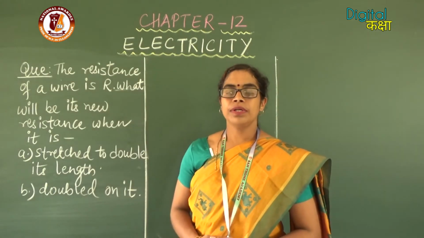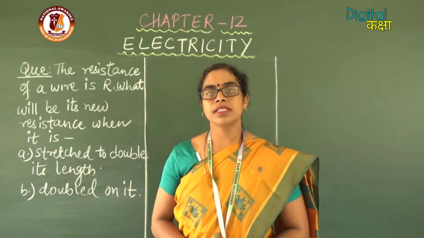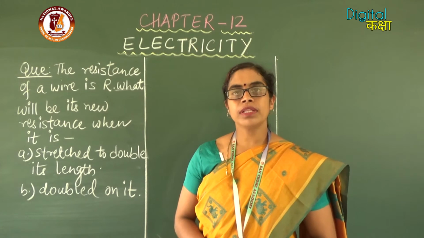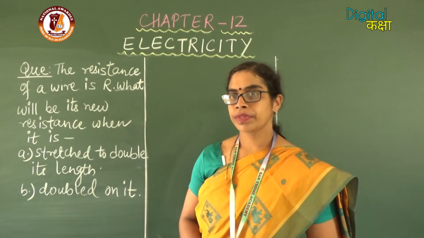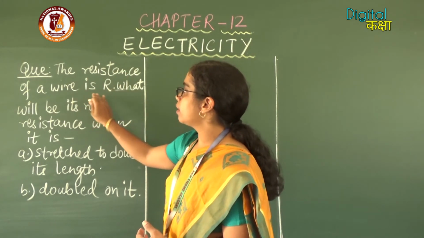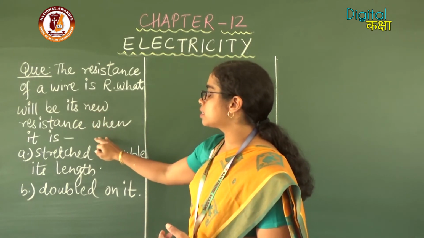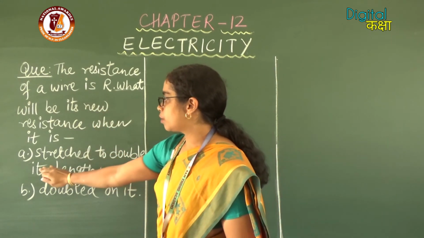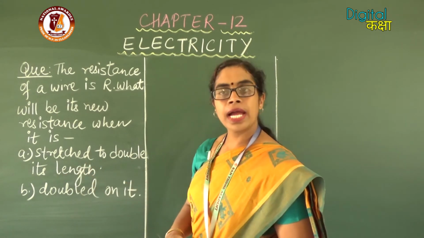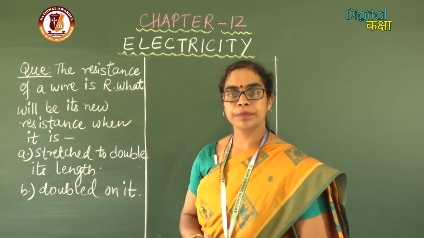Let us see now the practical application of the formula of resistance R equal to rho L upon A with the help of this question. The question is given as: the resistance of a wire is R. What will be its new resistance when, in the first part, it is stretched to double its length, and in the second part, it is doubled on itself?